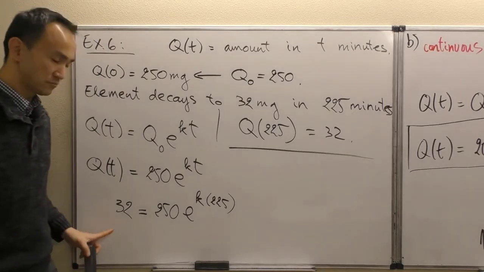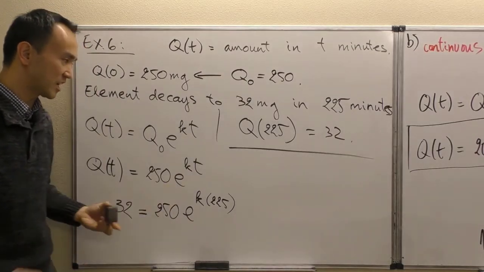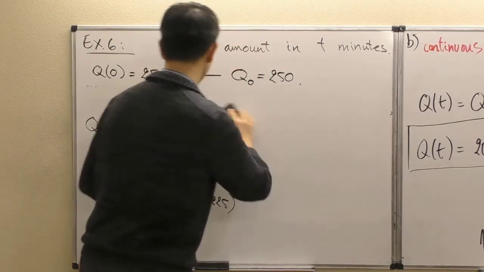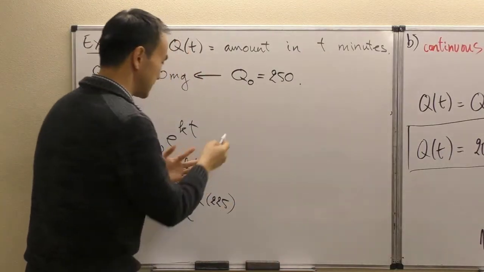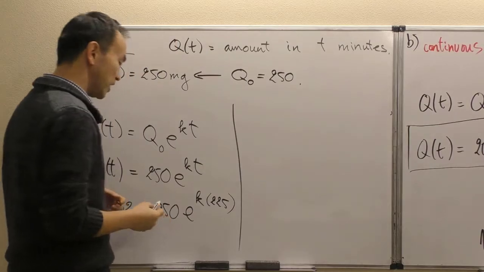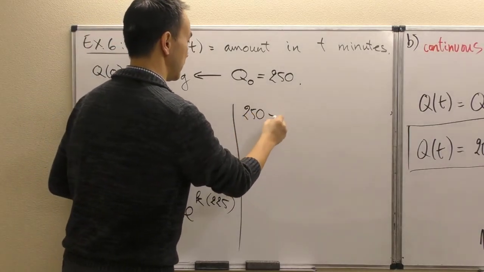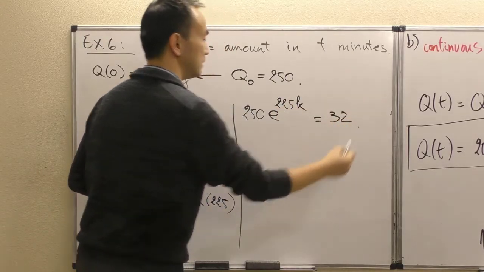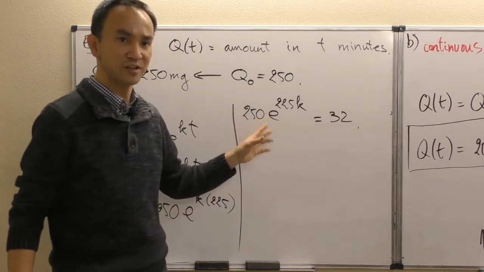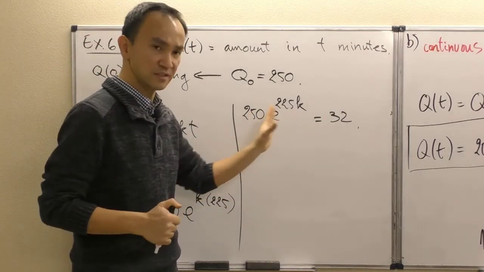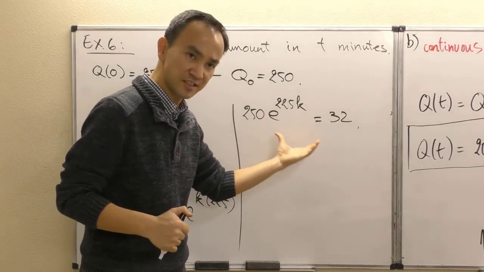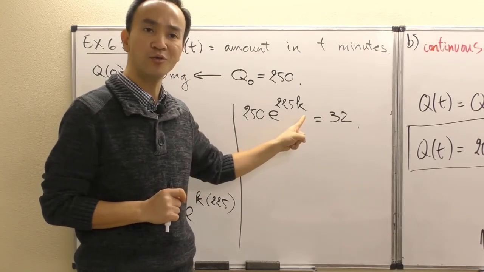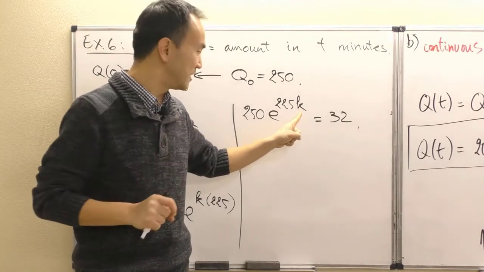So at this point, ladies and gentlemen, I have produced for myself, and now I can take away this information to maximize my board space, the following equation: 250 e to the 225k equals 32. It's right out of the box an exponential equation, and the only unknown we're solving for is this value for k.